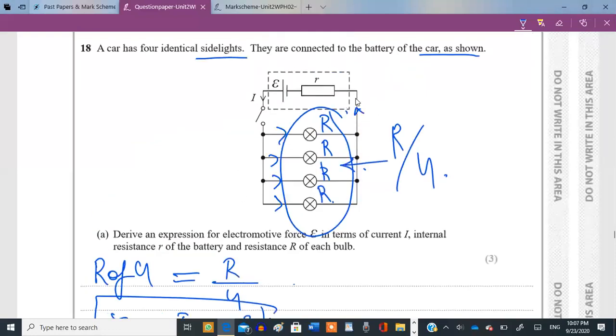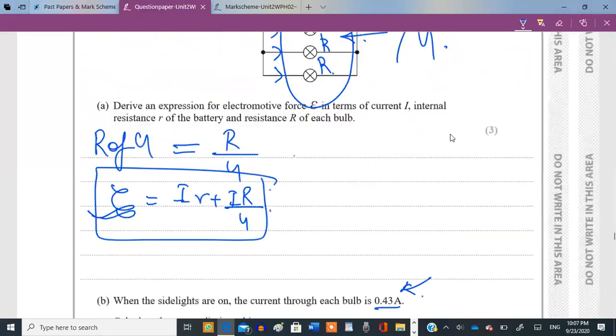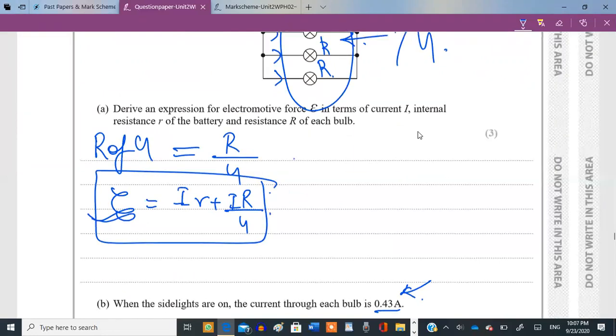So what would be the total current flowing through R? It's going to be the sum of all of these, right? So it's going to be 0.43 times 4, which is how much? It's 1.72 amperes. Now you've got the current, and they've also given you the value for the resistance of R, which is 0.025.